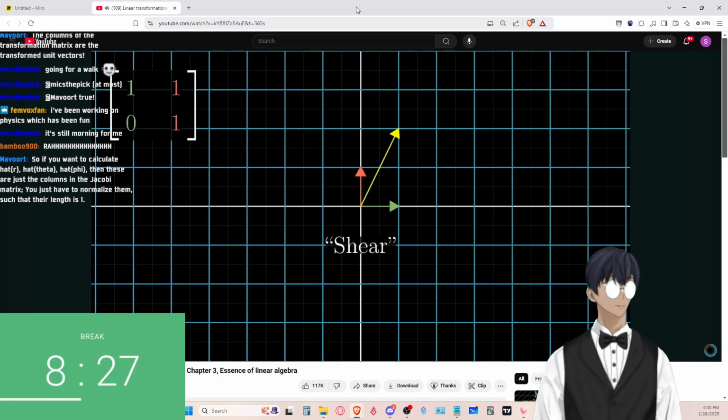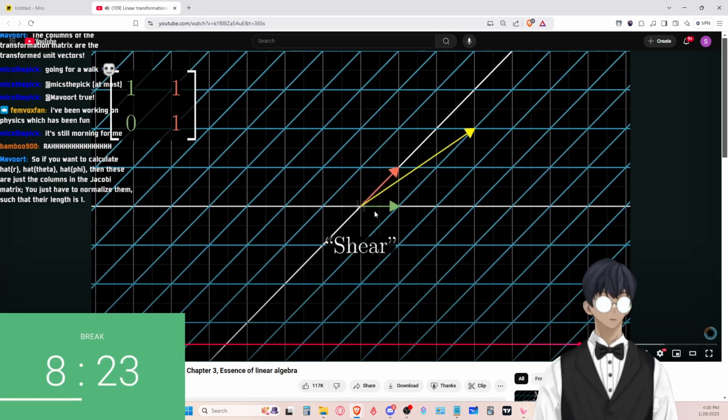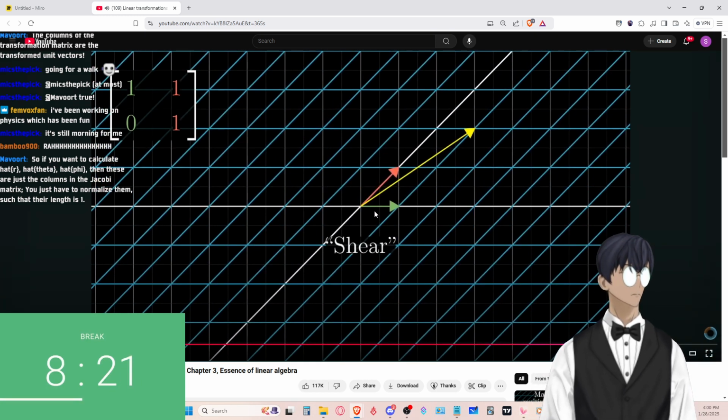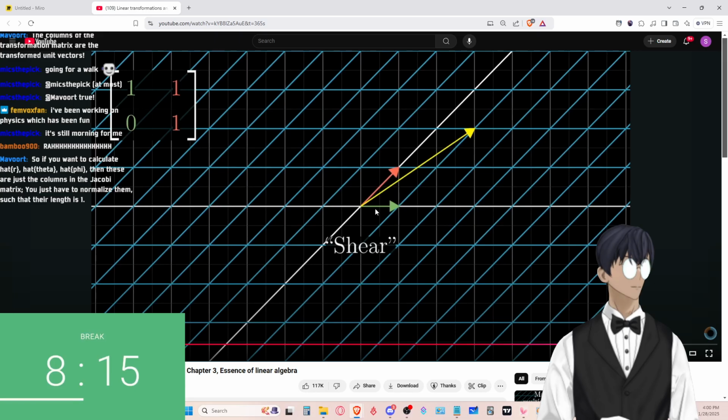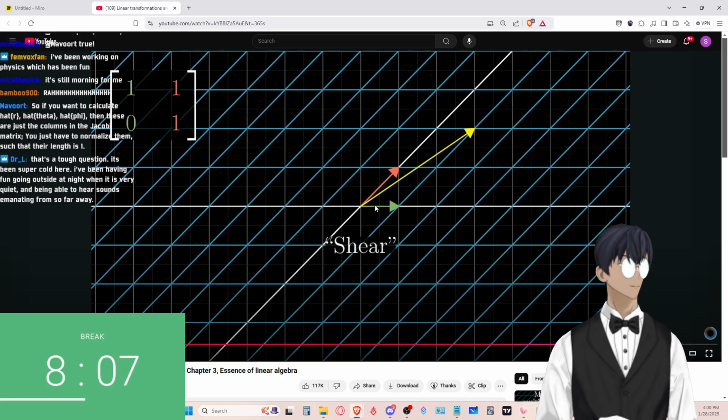And at the risk of being redundant here, figuring out how a shear transforms a given vector... If you want to calculate r hat, theta hat, and phi hat, then these are just the columns in the Jacobian matrix. You just have to normalize them such that their length is 1.